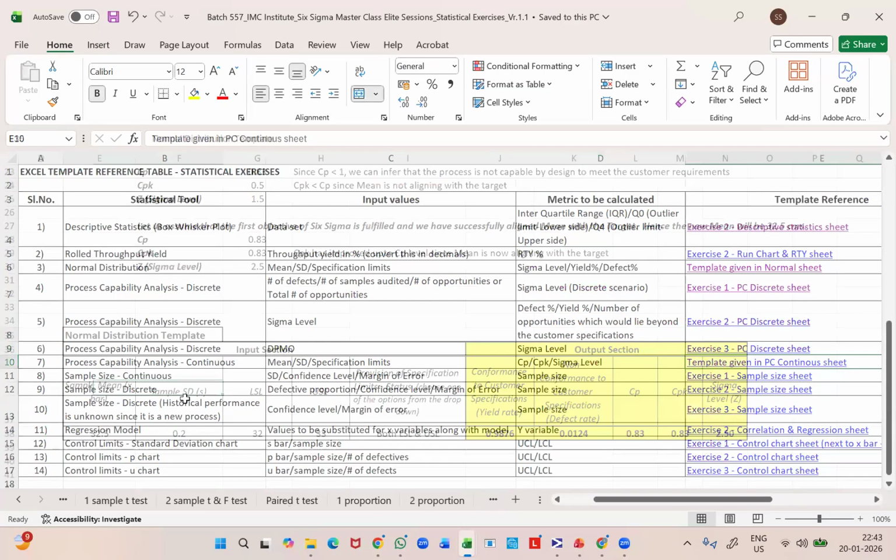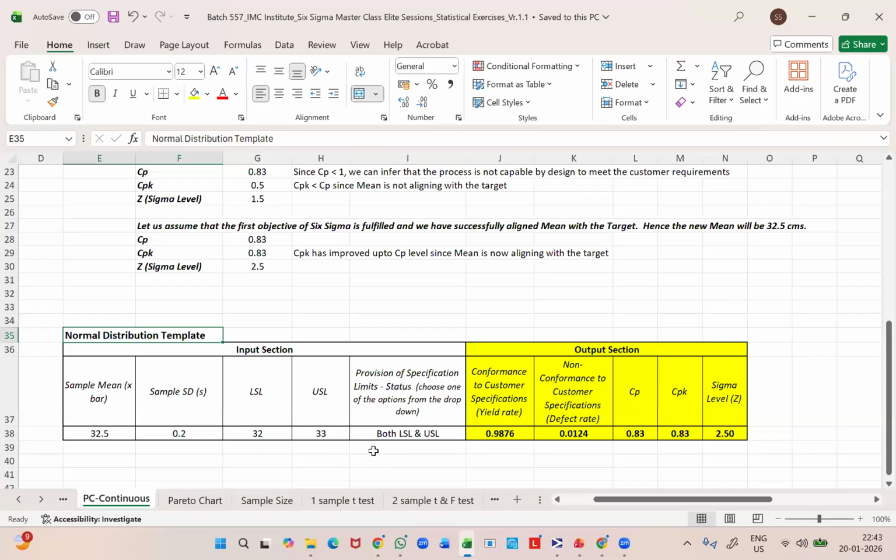I have given the same template in this PC continuous sheet as well. So you can either use the template given in the normal sheet, or you can use this template given in the PC continuous sheet. This is the same normal distribution template. So you need to provide all these input values, which will be similar to our normal distribution exercises. And when it comes to process capability for continuous data, if you'll be asked to calculate the CP or CPK value, in that case, you can use the same normal distribution template and get the answer.